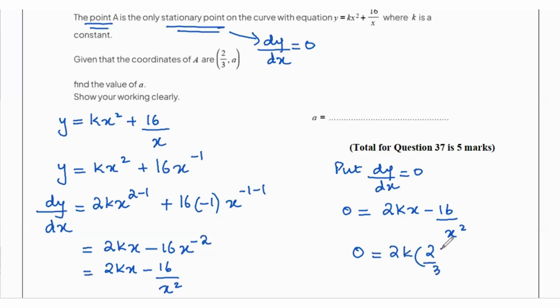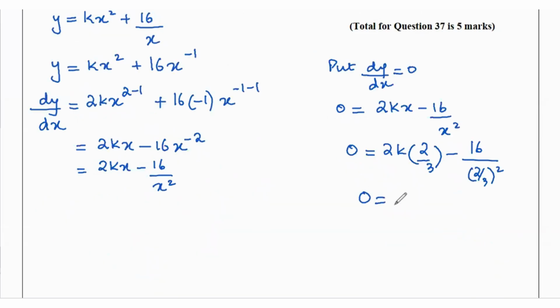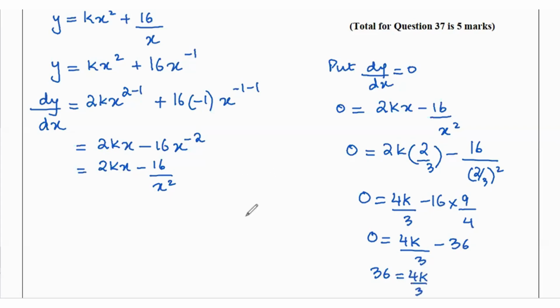So 2k times 2 over 3 minus 16 divided by 2 over 3 whole squared. So 0 equals 4k over 3 minus 16 times 9 over 4. 4k over 3 minus 36. 36 equals 4k over 3. And 36 times 3 over 4 is k, which is 27.